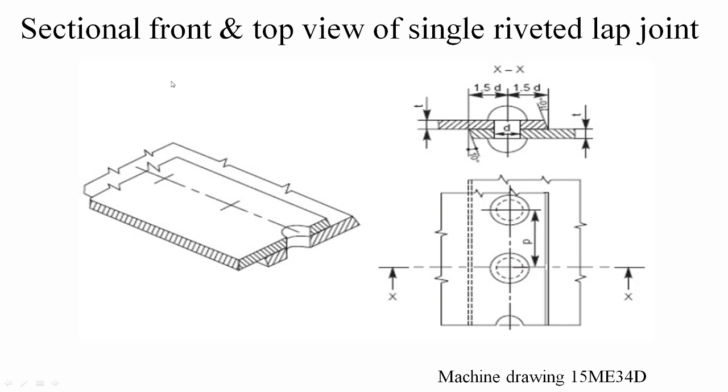So let us solve this problem. You have to draw this single riveted lap joint in the drawing sheet. Today I will draw this in SolidWorks software. The procedure remains the same, so you need to capture the procedure that I tell here. The same procedure will be followed while drawing in the drawing sheet.